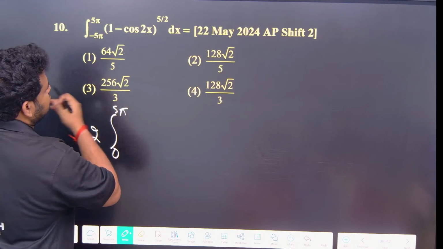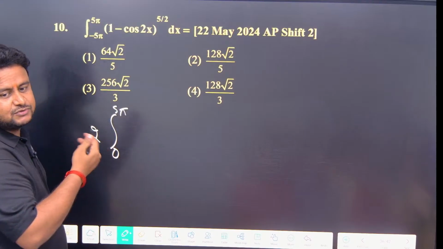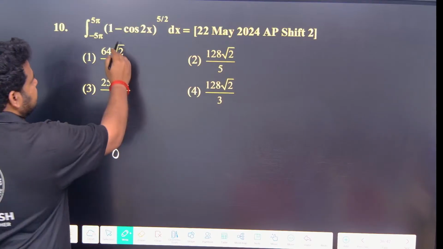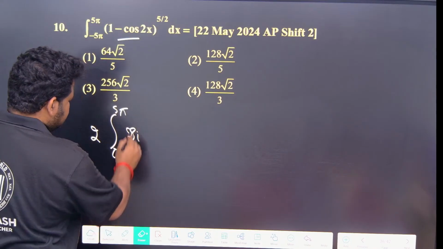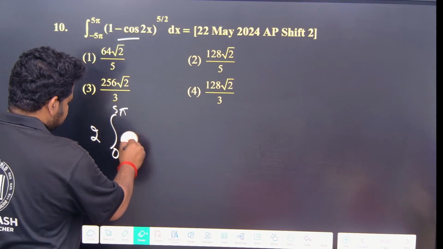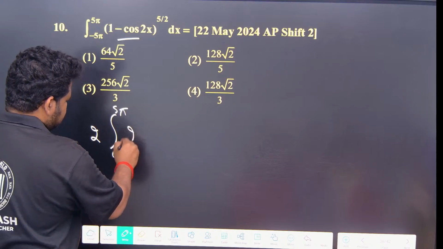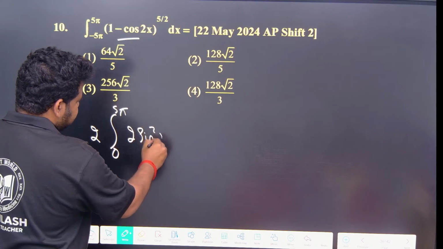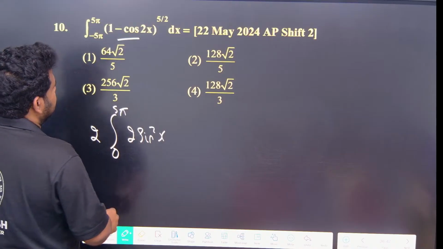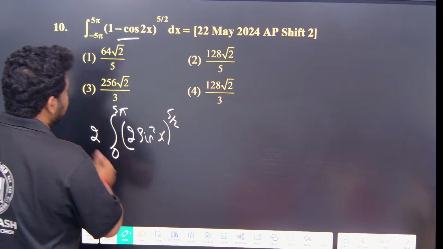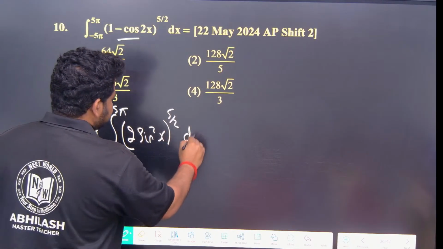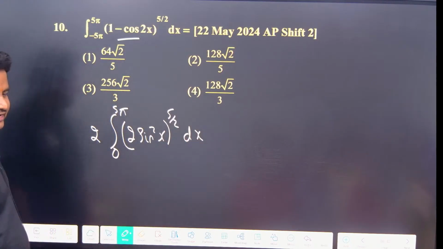1 minus cos 2x, I can write it as 2 sin square x, since 1 minus cos 2 theta is 2 sin square theta. Sin square x is also even. So we have 2 sin square x to the power 5 by 2 dx.